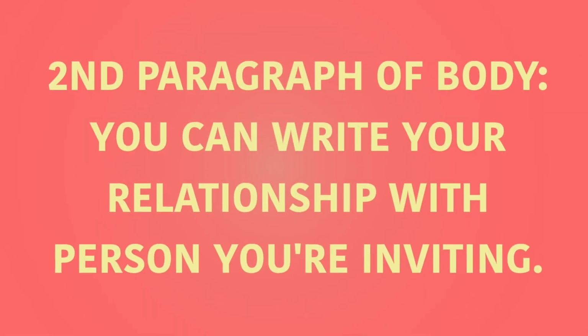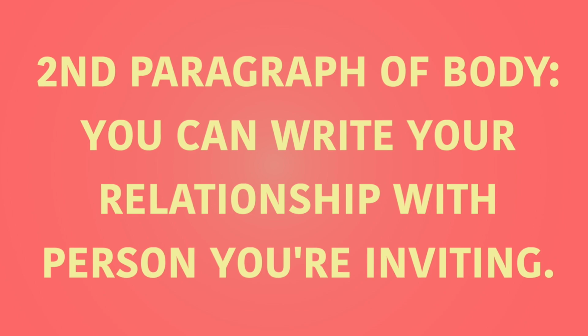For the second paragraph of the body, I usually put the relationship that I have with the person I am inviting to visit me in Australia. So if it is your brother or sister, you can write something like, "Name of the person you're inviting is my sister or brother, and I would like to invite them to Australia too," which is gonna include what purpose.